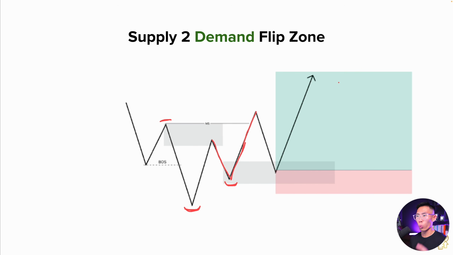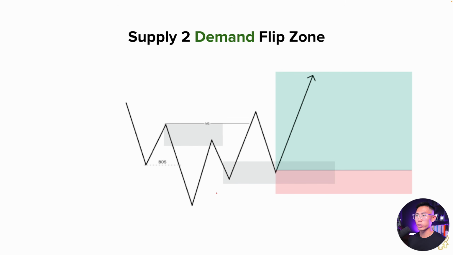Your next step is to wait for price to come back down to this flip zone that was created right here. Just bear in mind that at this point in time, price has already flipped from supply to demand. So this is your supply to demand flip zone. Just wait for price to come back down to this supply to demand flip zone, enter for your trade, and just start collecting cash.